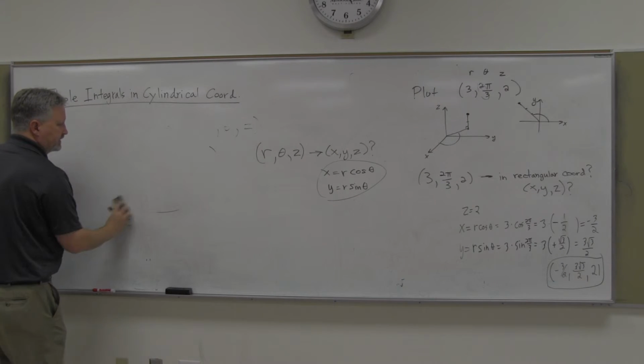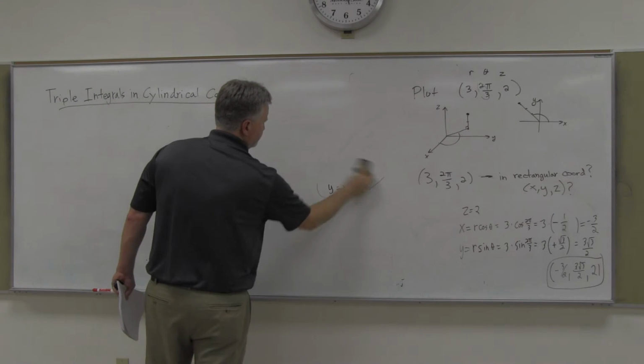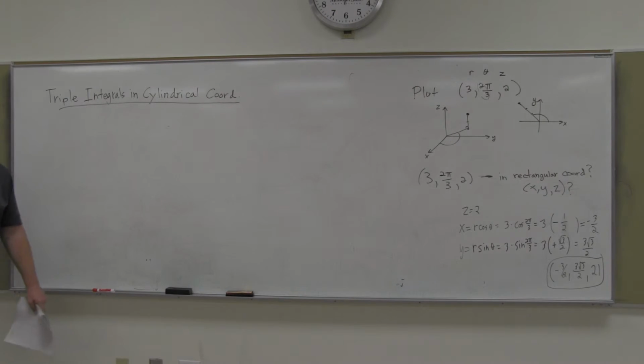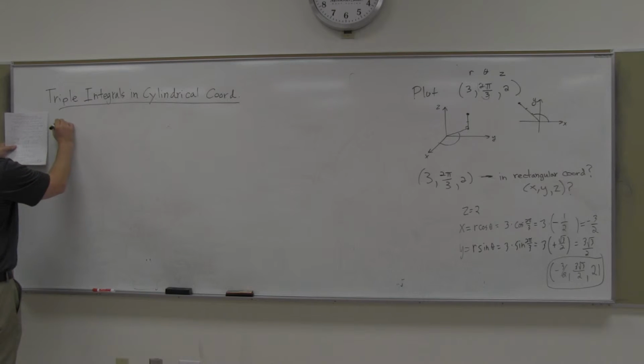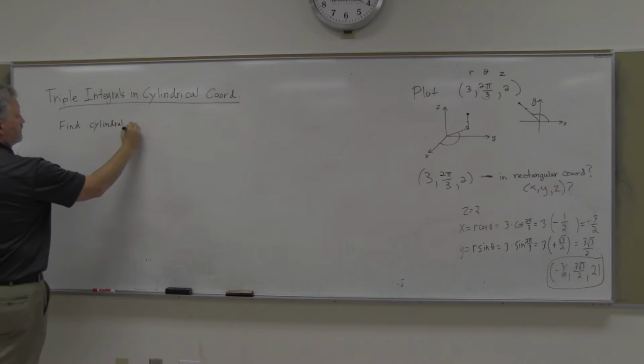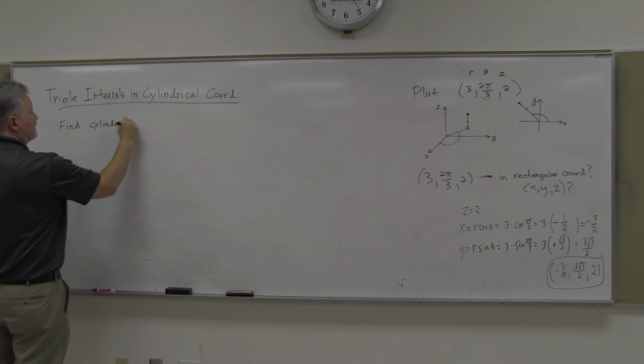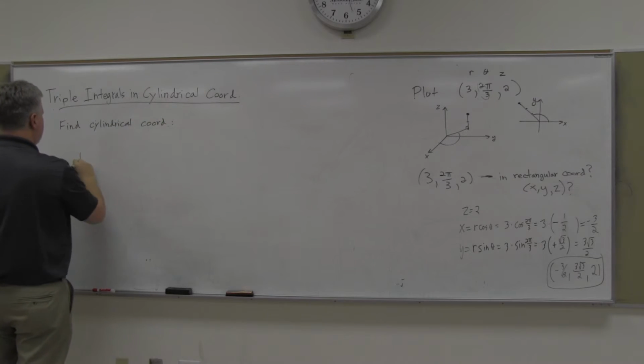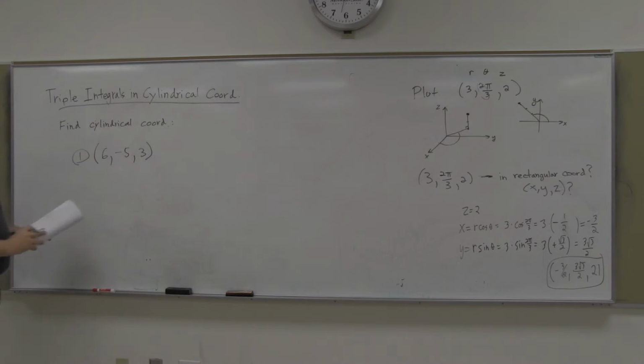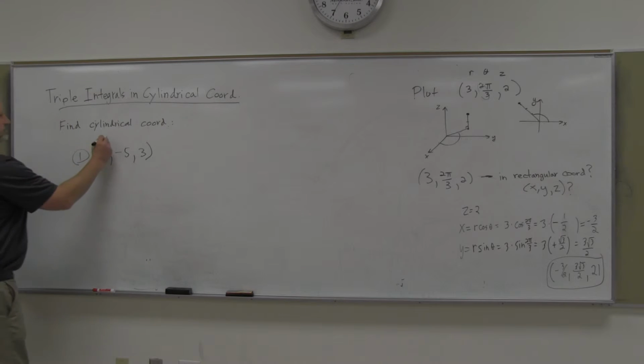Let's do a couple of them going the other direction. Rectangular to cylindrical. Then we'll maybe tackle some triple integrals. Anyway, all right. So find cylindrical coordinates for number 1, 6, -5, and 3. So that's my x, y, z.